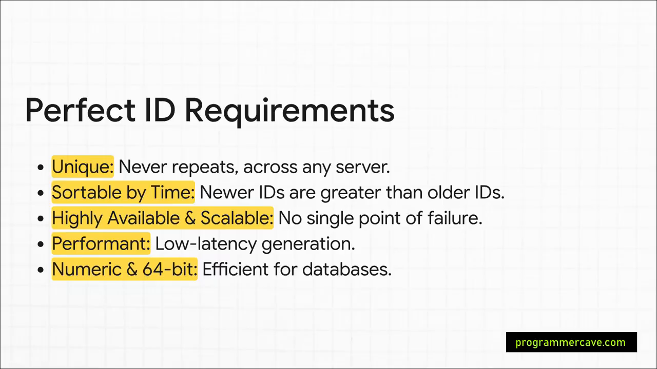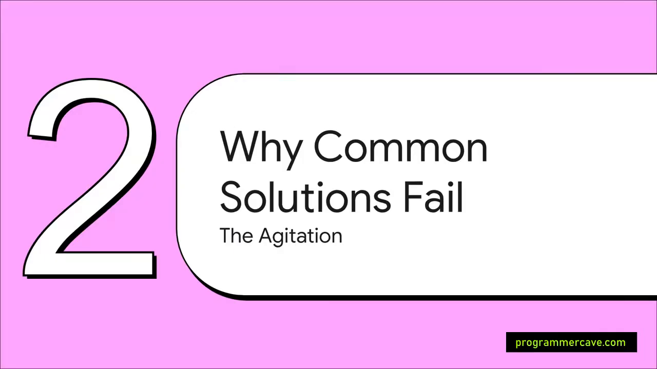Third, the system has to be highly available and scalable. It can't have a single point of failure. Fourth, generating an ID has to be lightning fast, super low latency. And finally, we want to pack all of this goodness into a simple 64-bit number. Why? Because databases are just way more efficient working with standard integer sizes. It makes everything faster.